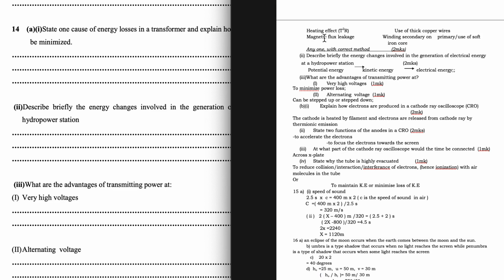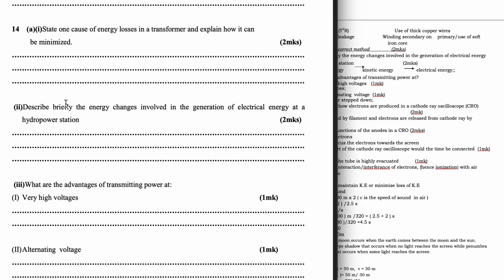There is also the cause of heating effect, and it can be minimized by use of thick copper wires. We also have magnetic flux leakage. You minimize by use of soft iron core.